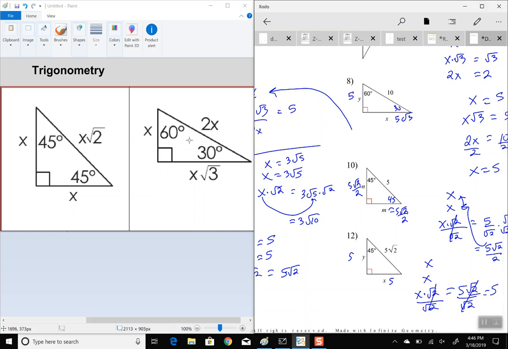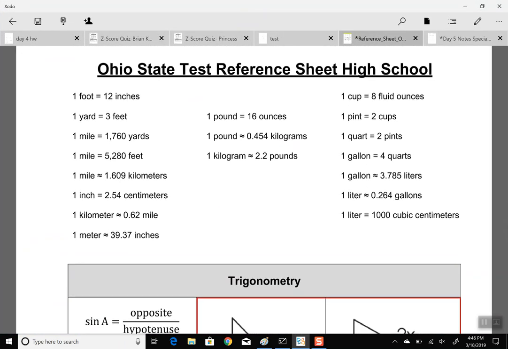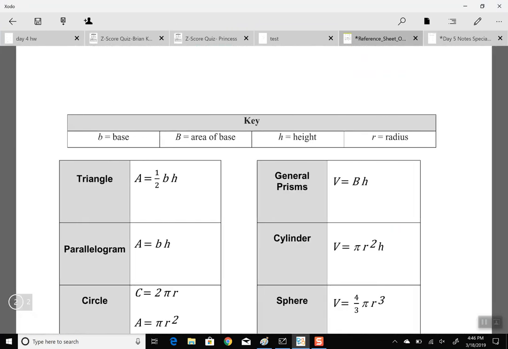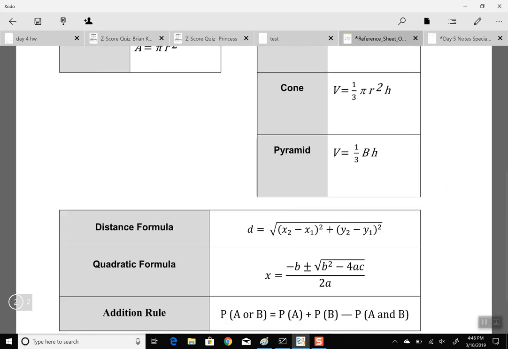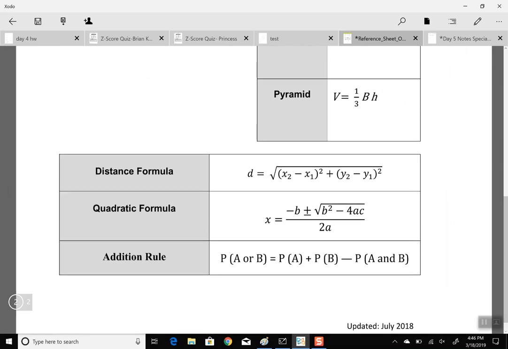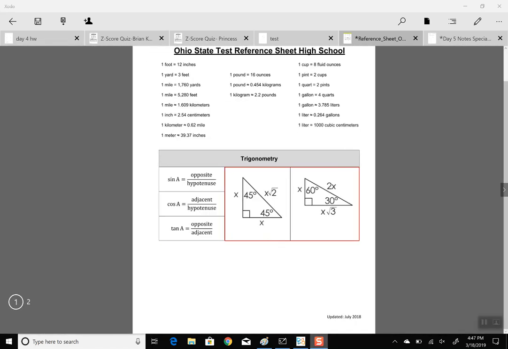Again, these formulas, these ratios are on the test, on the formula sheet that you're given, that reference sheet. Your reference sheet looks like this. So they give you some conversions, and then they give you some trig formulas, and then on this other sheet they give you some formulas like areas or volumes of various things. They have a probability rule, your quadratic formula, and a distance formula. It's actually from the Pythagorean theorem.